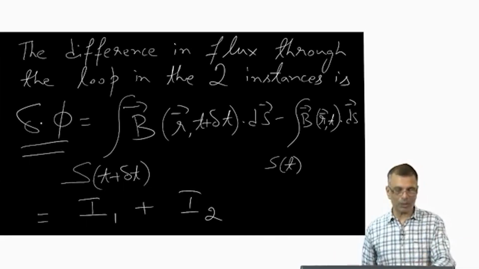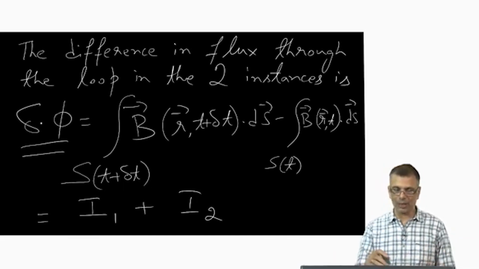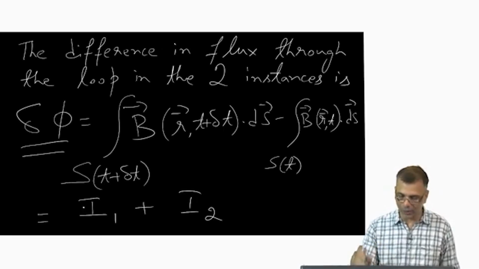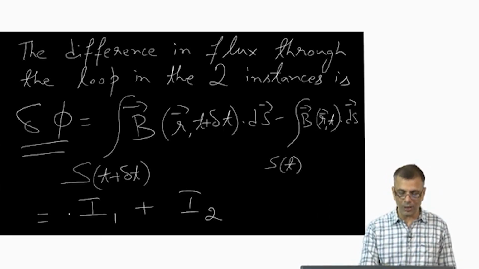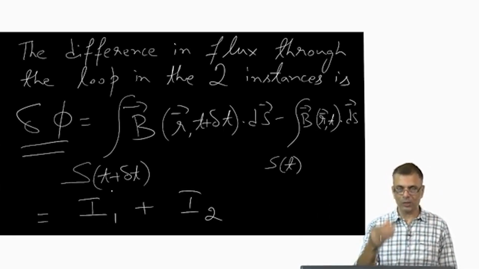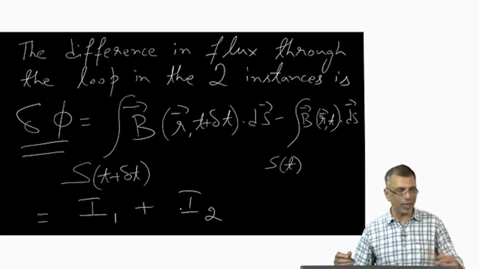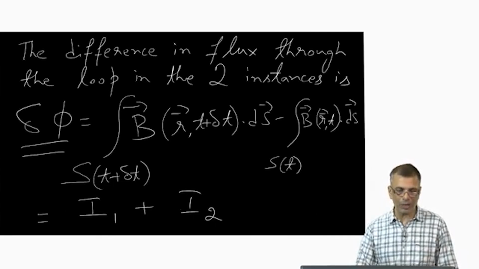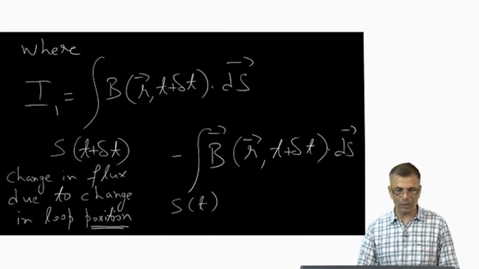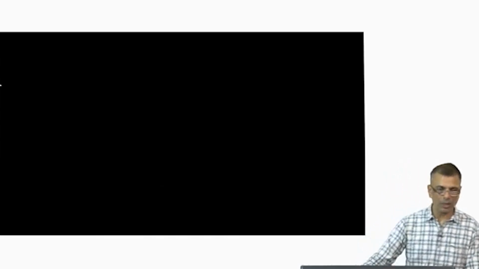Okay. So, let us write this down. I am writing this down as I1 plus I2, where I1 is the change in flux due to the change in loop position, and I2 is the change in flux due to the fact that the magnetic field has changed. We have already written down I1, so now let us write down I2.